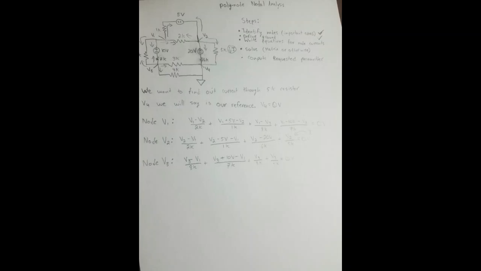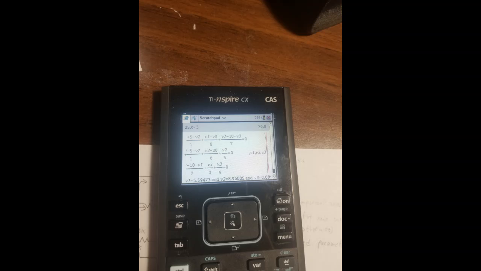Now for node V3, it's (V3 minus V1) over 8K plus (V3 plus 10 volts minus V1) over 7K plus V3 over 3K plus V3 over 4K, and that's equal to 0. So I have a very nice calculator that I don't need to do all the steps, put it into matrix and all that stuff. So I just type in a bunch of things and then I get my answers.